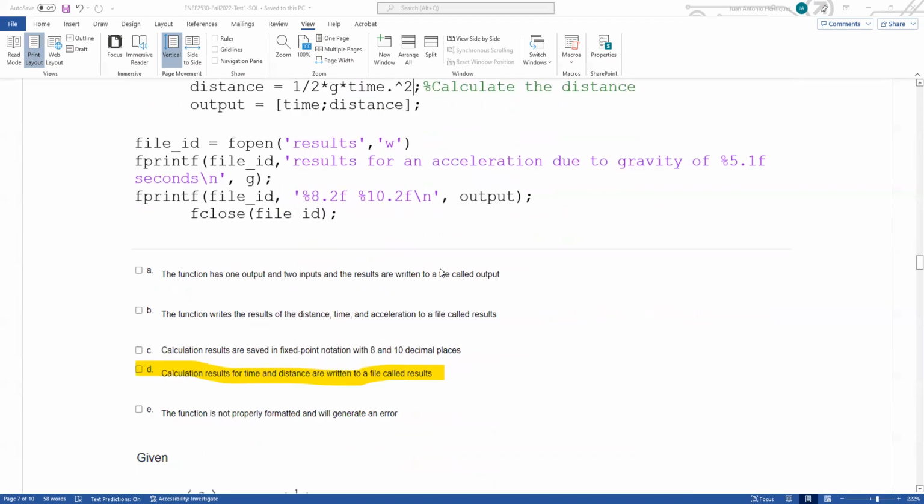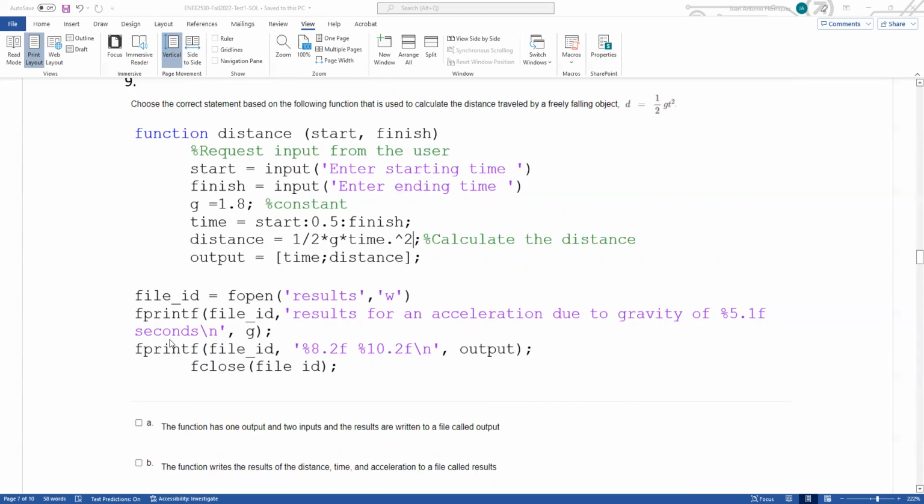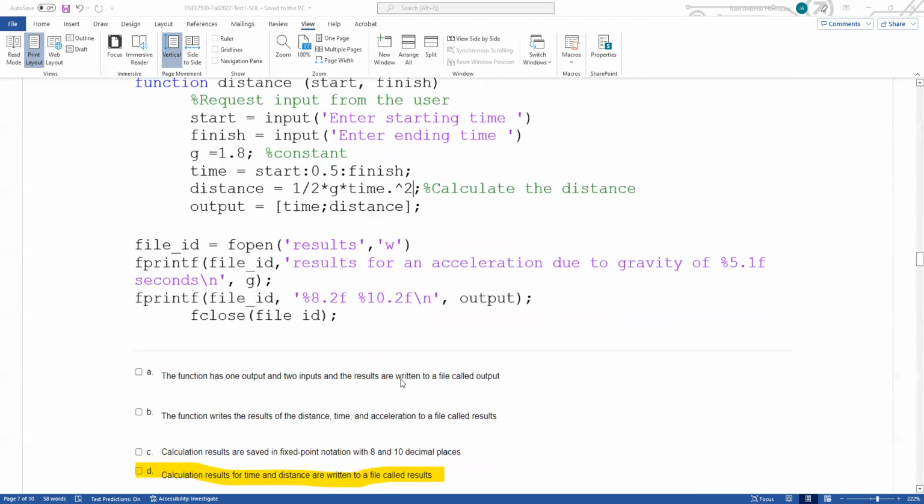So by process of elimination, also we can go one by one. If you look at choice A, it says the function has one output and two inputs, and the results are written to a file called output. Well, it doesn't have an output; it has two inputs, and it is not writing the results to a file called output. Output is just a variable that holds these values here. It's not your file. It says the function writes the results of the distance, time, and acceleration to a file called results.